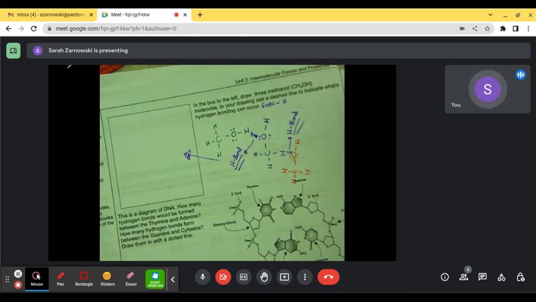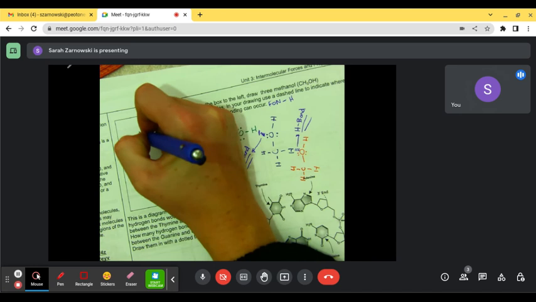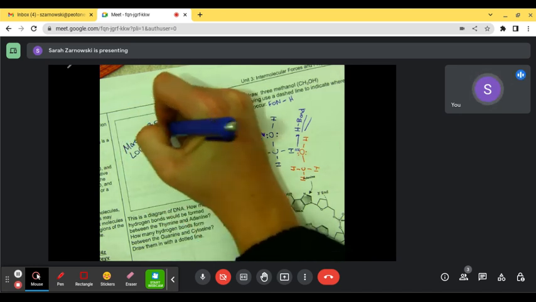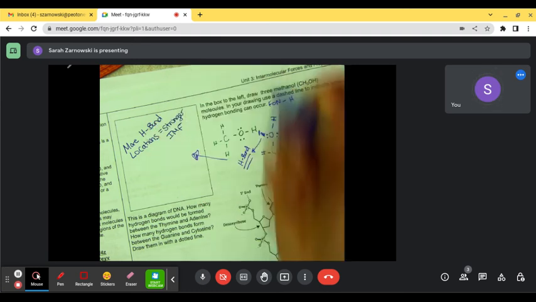Now, the more hydrogen bonding spots you have, the stronger you are. So I'm just going to write that in the box since I didn't do it before. So more H bond locations equal stronger IMF.